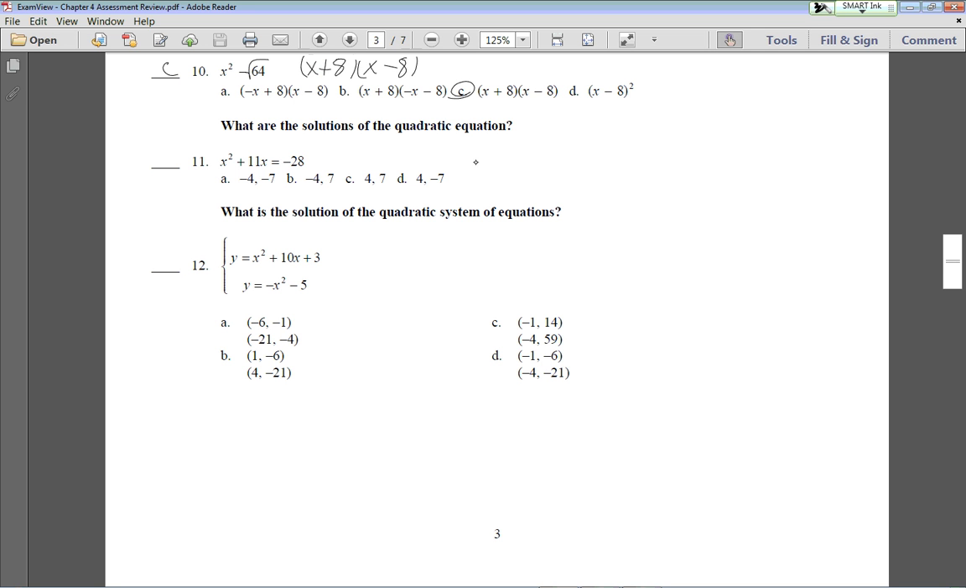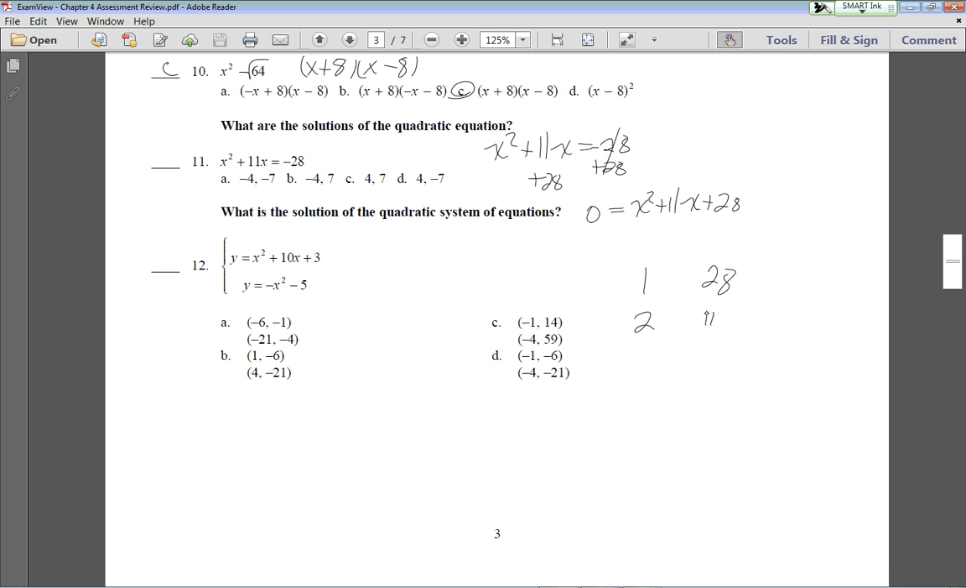All right, let's look at number 11. We have x squared plus 11x equals negative 28. We need to get the negative 28 over to the other side, so let's add the 28. So 0 equals x squared plus 11x plus 28. So now we need to figure out the factors of 28 that multiply to 28 and then turn around and add to 11. Well, we have 1 and 28.